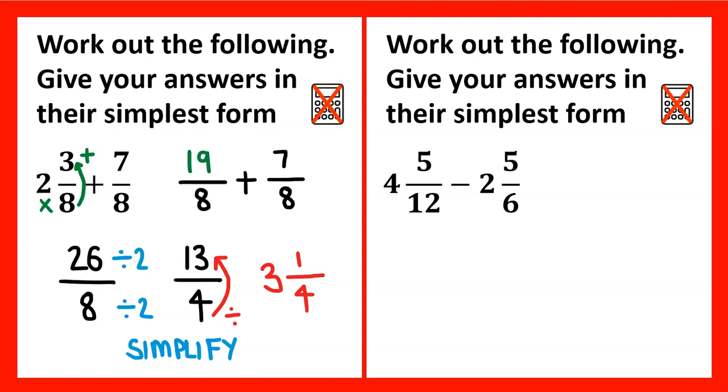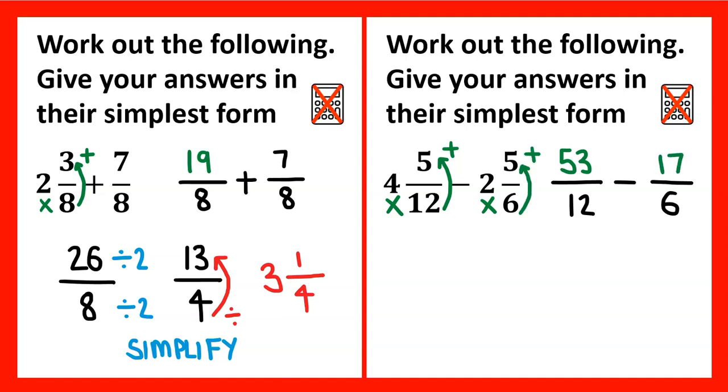On to the next question, and first writing these as improper fractions. 4 times 12 is 48, and add the 5 gives 53 over 12. 2 times 6 is 12, and add the 5 is 17 over 6. With this question, we can see we do not have a common denominator, but I can find the lowest common multiple, which is 12, and change both fractions so that they have a common denominator of 12.